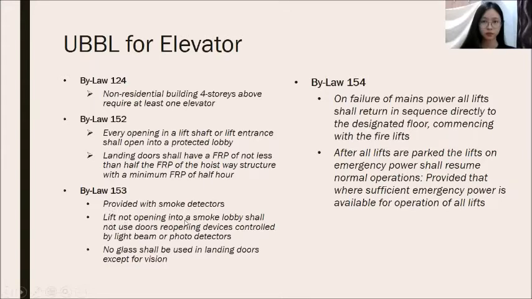Lifts not opening to a smoke lobby shall not use door reopening devices controlled by light beam or photo detectors. Bylaw 154: on failure of mains power, all lifts shall return in sequence directly to the designated floor, commencing with the fire lifts. After all lifts are parked, the lifts on emergency power shall resume normal operations, provided that sufficient emergency power is available for operation of all lifts.